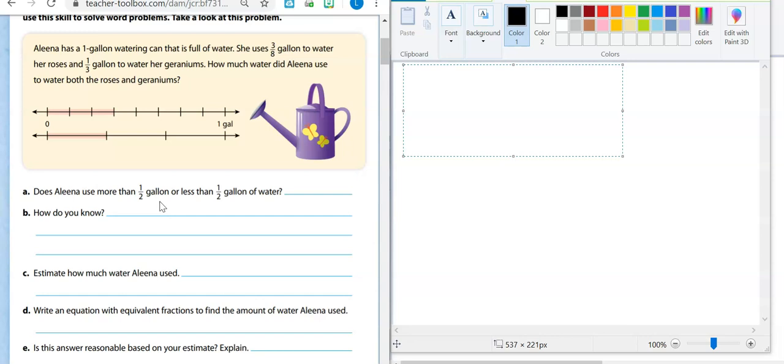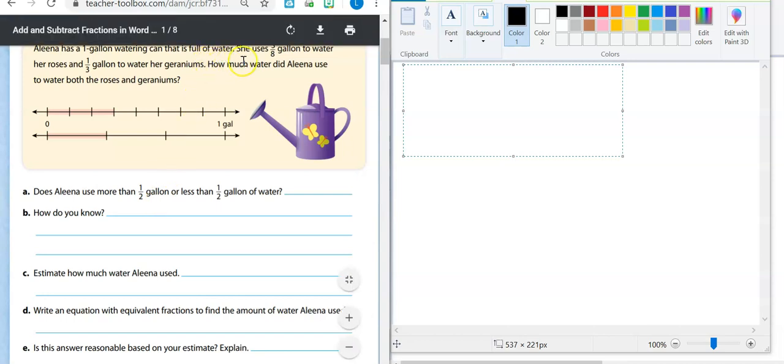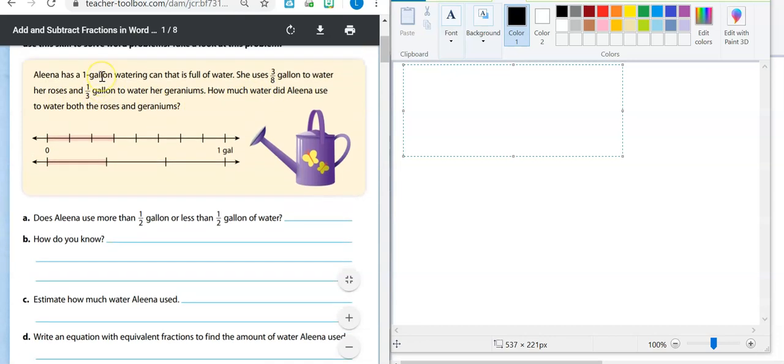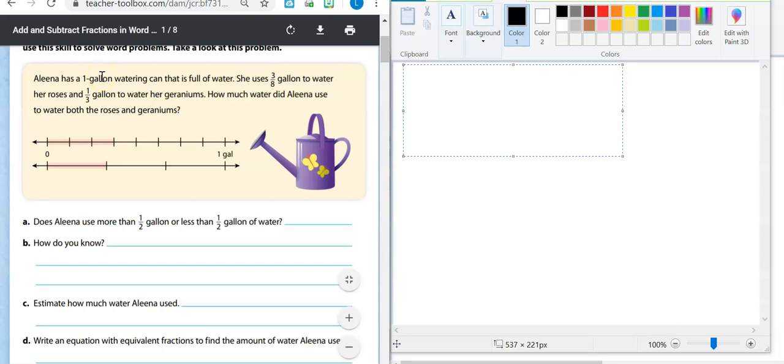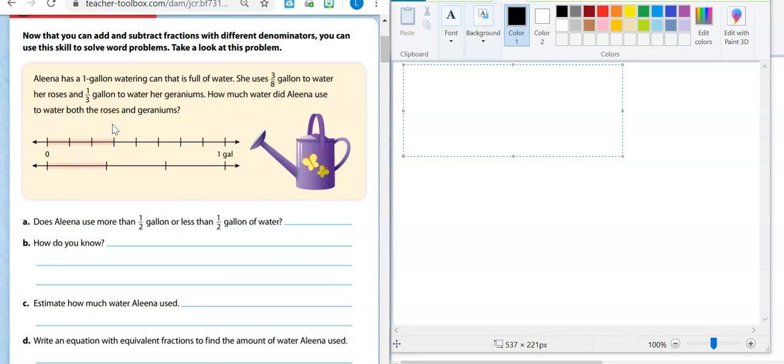So let's go ahead and pick out the key words in our word problem that's going to help us understand what we must do. So our first set of key words or phrases is how much, and the other key phrase or word is both. So that means we're going to find out how much water did Alena use to water both the roses and geraniums. So that means I'm going to have to add, and I'm going to have to add the two fractions given, 3/8 gallon of water and 1/3 gallon of water. Now let's go ahead and get started.